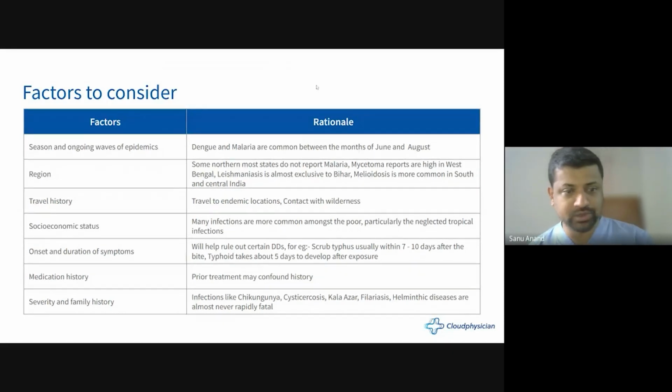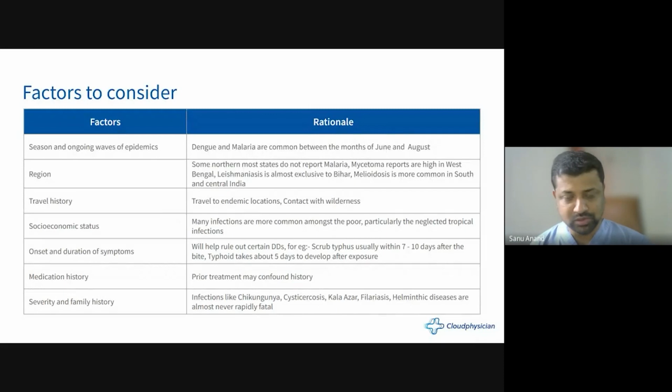Socioeconomic status. This is again a no-brainer. Many infections are common amongst the poor, particularly the neglected tropical infections. And travel to endemic locations, and contact with wilderness. Now, it's sometimes common to find diseases like scrub typhus or other rickettsial illness amongst people who have recently traveled to one of the areas which are endemic.